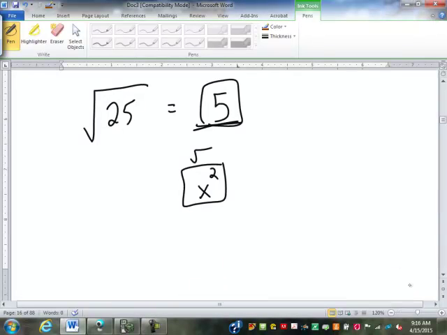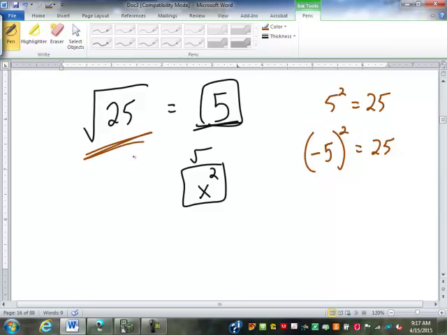Although the calculator says 5, 5 is not the only possible answer there. Remember, we said that symbol is asking us what number squared is 25. 5 squared is 25. But there's another number that when we square it equals 25. Can anybody tell me what it is? Negative 5 squared could also be 25. So technically, when we do a square root, there are 2 answers. The square root of 25, the calculator will tell us 5, but there could also be an answer of negative 5 as well.